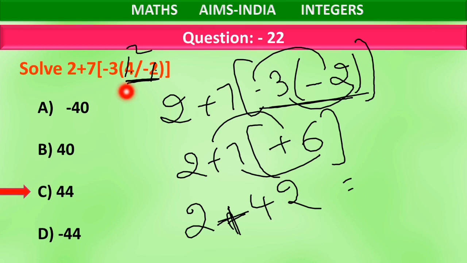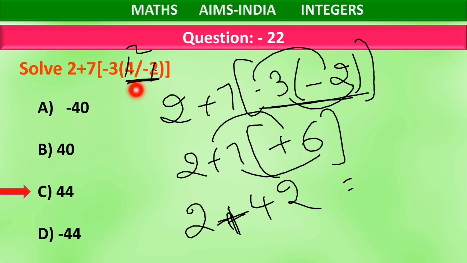Understood class? How did we solve this? First we solved the numbers in the innermost brackets, which are 4 and minus 2. 4 by minus 2 gave us minus 2 as the answer. Then we multiplied it with minus 3. Minus 3 into minus 2 gave us 6. Then we multiplied it with 7. 7 6s are 42. Then we added 42 to 2.